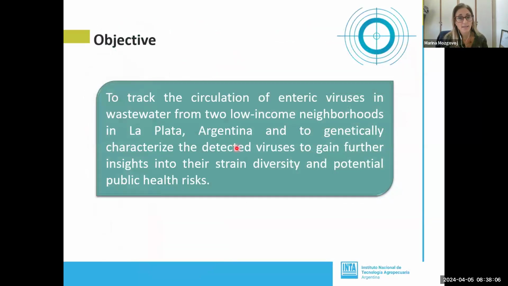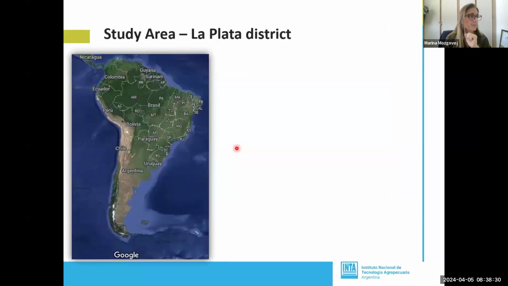So the objective of the work that I'm presenting today was to track the circulation of enteric viruses in wastewater from 2 low-income neighborhoods in La Plata. La Plata is the capital city of Buenos Aires province in Argentina. We also aimed to genetically characterize the detected viruses to gain further insights into their strain diversity and potential public health risk.